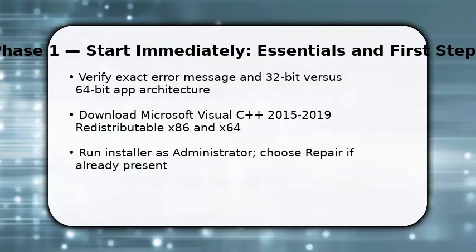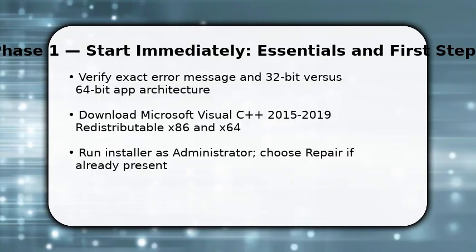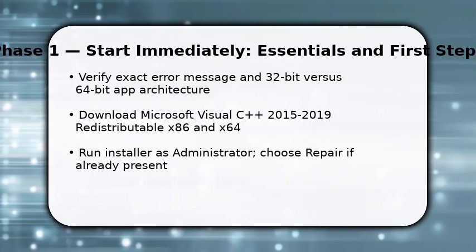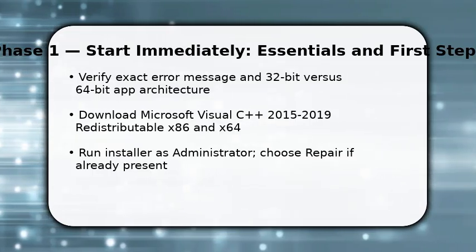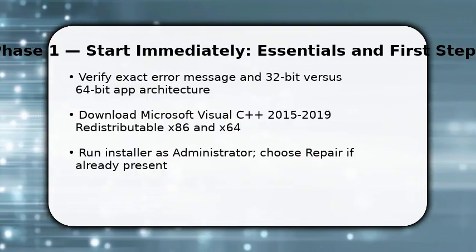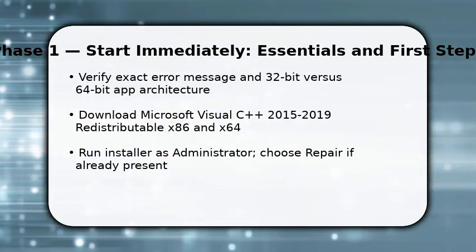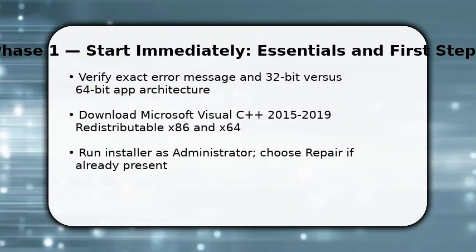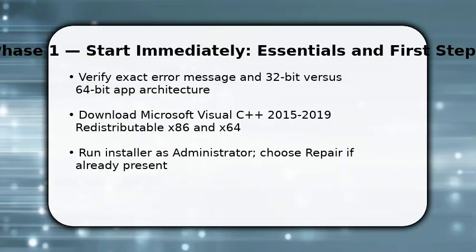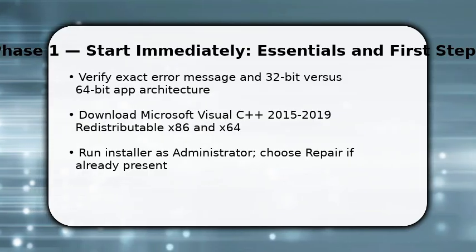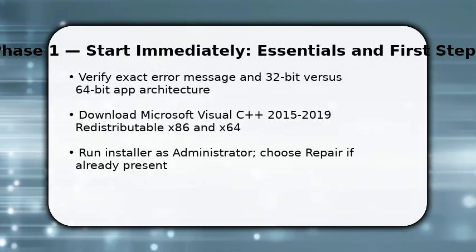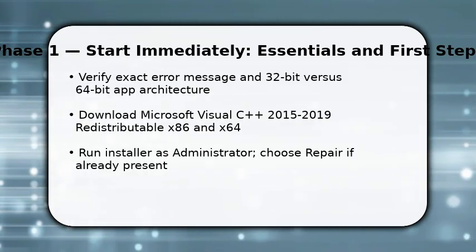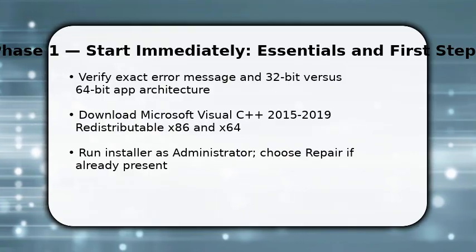You start by confirming the exact error text and whether the failing program is 32-bit or 64-bit. Once done, download the Microsoft Visual C++ 2015-2019 redistributable for the matching architecture and run it as administrator. Choose Repair if offered. This installs Msvcp140.dll properly into system folders, which resolves most cases.